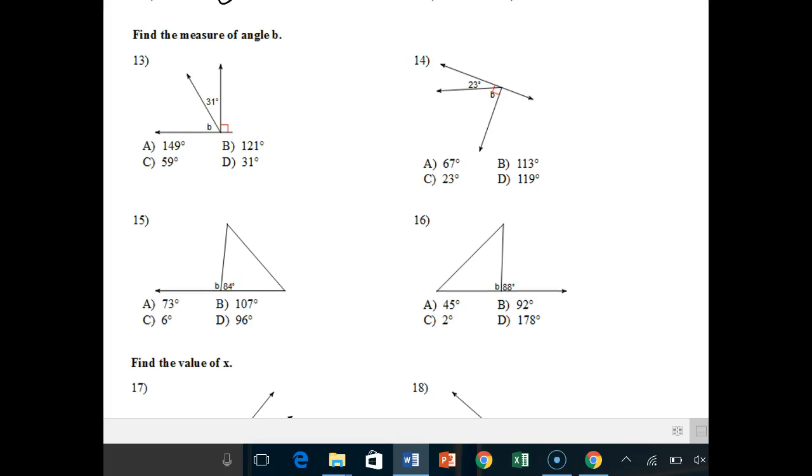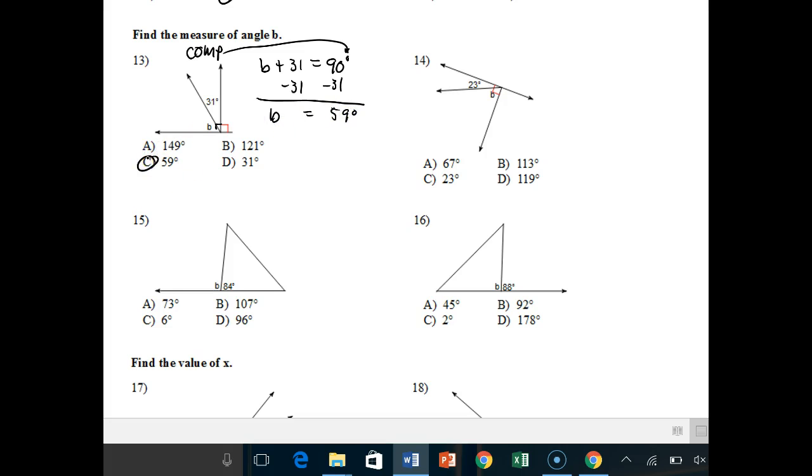All right. Number 13 through 16, it says find the measure of angle B. So basically we just want to state the relationship and then use that knowledge to find the missing angle. So here we have a complementary relationship. Therefore, B plus 31 added together should equal 90 degrees. I understood that because of this right angle here. So we subtract 31 from both sides, and we subtract 90 minus 31 because of the complementary relationship, and we get B is equal to 59 degrees.